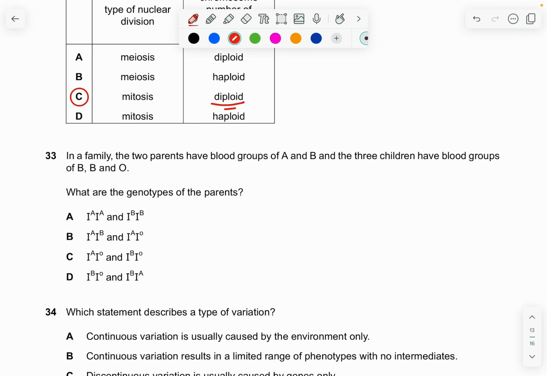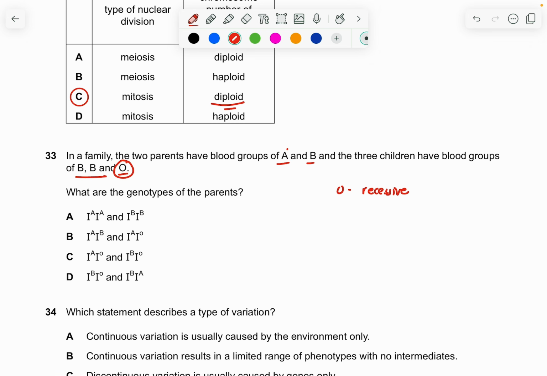So question 33. In a family, the two parents have blood groups of A and B, and the three children have blood groups of B, B, and O. So what are the genotypes of the parents? So they say that the two parents have blood groups of A and B, all right? And then the blood groups of their children are B, B, and O. So it means that this particular cross involves a recessive allele O. It must have that, because otherwise how are you going to get this? So O blood group is known as the recessive one.